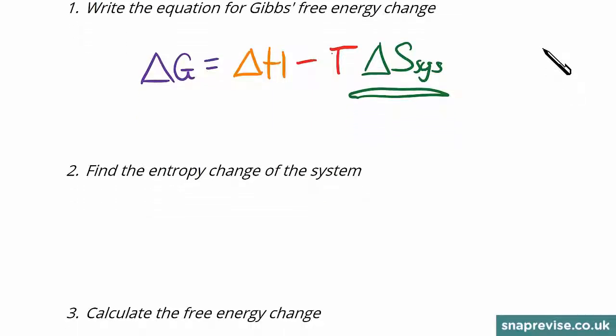So if we want to find the change in entropy of the system, then we remember that the formula is given by the change in entropy, the standard change in entropy of the products.